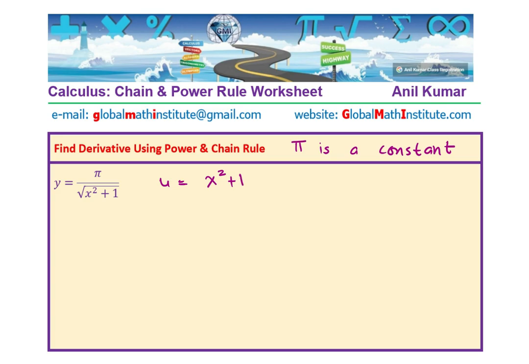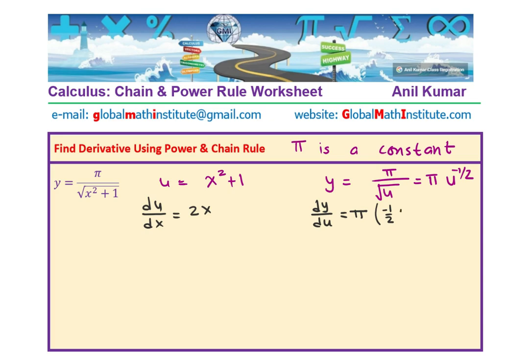If u is x squared plus 1, then what is y equals to? Y will be pi over square root of u, right? Which you can also write as pi times u to the power of minus half. Makes sense? Correct? So from here now, let's write down the derivatives. Du dx is equal to 2x and dy du is equal to what? Pi is a constant, correct? U to the power of minus half means minus half times u to the power of minus 3 by 2. Clear?